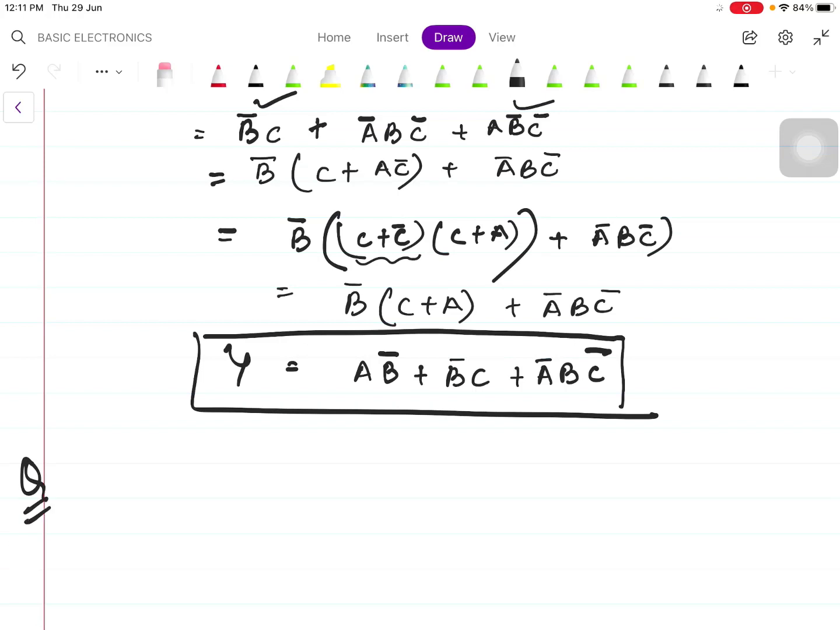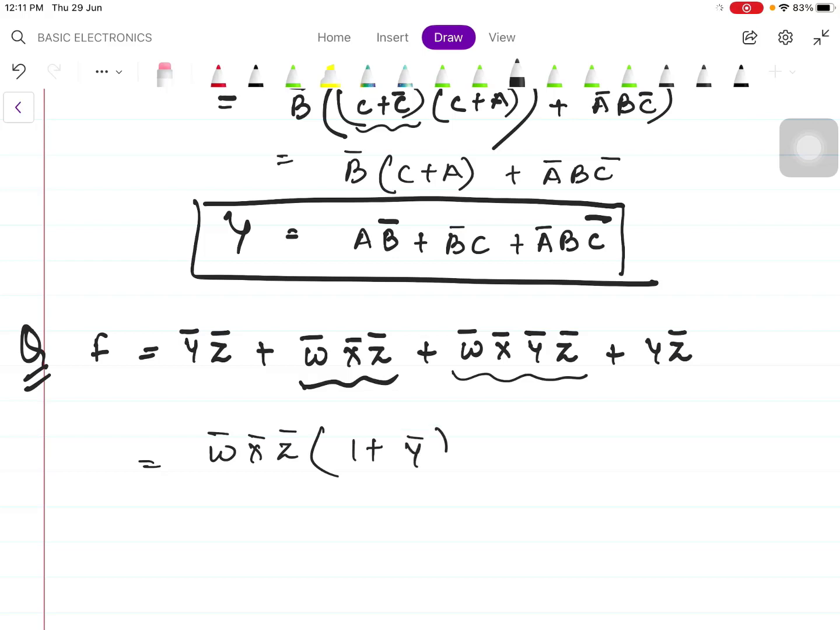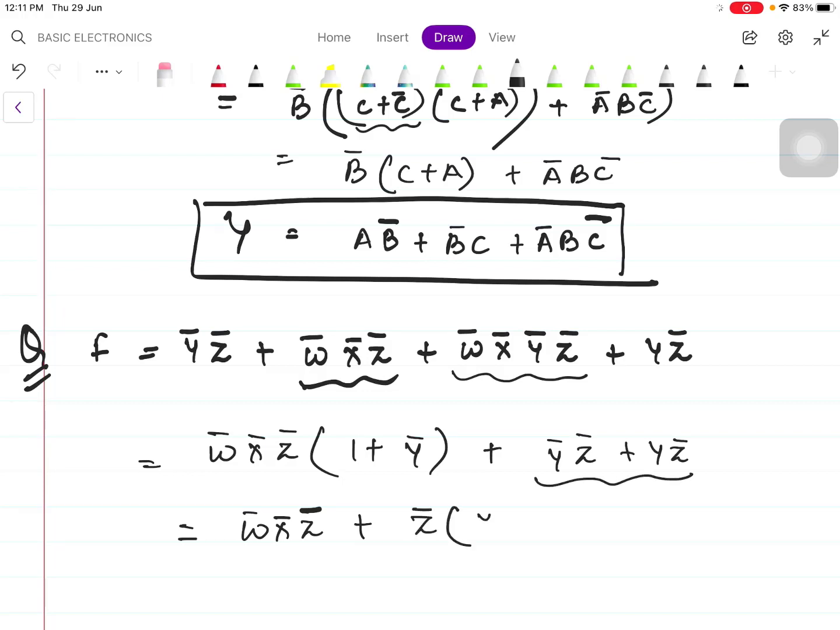Similarly, let us see another question. Let us minimize it. Let us take w bar, x bar, z bar common from here. So we will be left with 1 plus y bar plus y bar z bar plus y z bar. So 1 plus anything is 1, as we have seen in the Boolean laws. So w bar x bar z bar will be left, and from here I am taking z bar common, so y bar plus y, that is 1. So it will be w bar x bar z bar plus z bar, because this has reduced to 1.